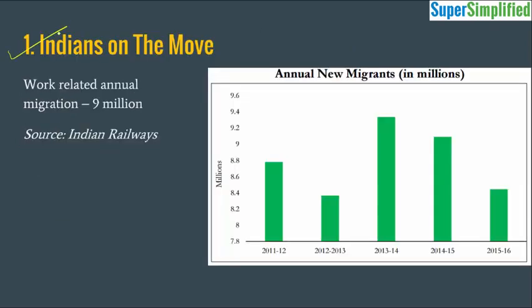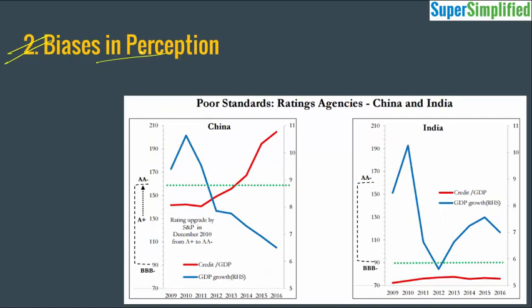Number 1, Indians on the move. This fact says that work-related annual migration is of the order of 9 million in India, and the source is Indian Railways. So 9 million people are traveling on average annually, and this is work-related migration. These new estimates are based on railways data, and this figure is almost double of what was quoted by the 2011 census.